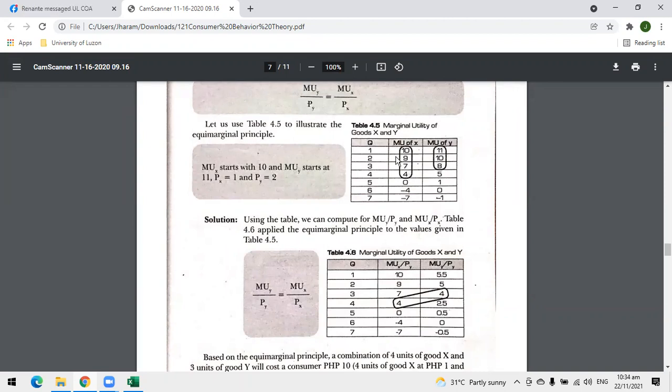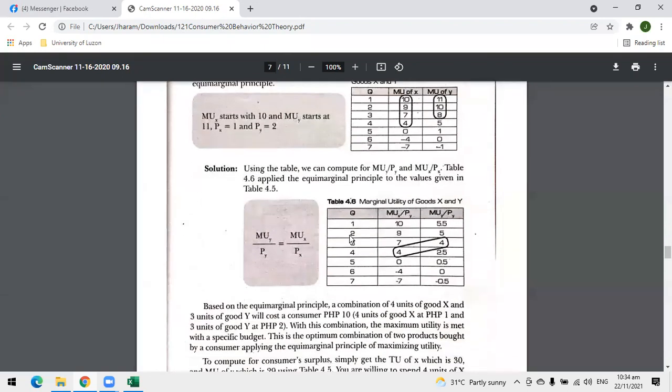Okay? So pinag-usapan na dito is the marginal utility, not the total utility. Okay, marginal utility ang tinatanong dito, hindi yung total utility. Okay, so yung price ng X is piso, price ng Y is 2 pesos. So using the table, we can compute the marginal utility of Y over PY and marginal utility of X over PX. And apply the Equimarginal Principle given in table 4.5.